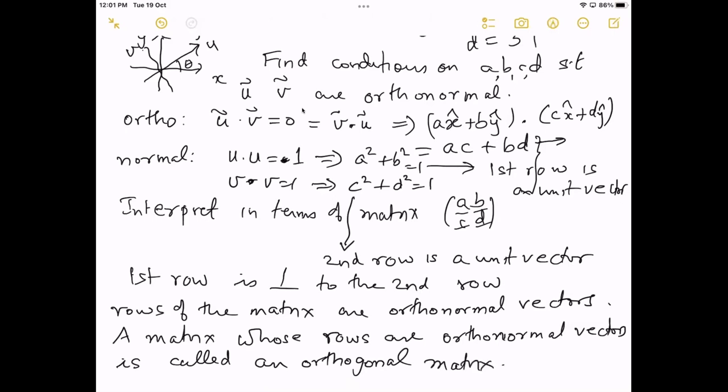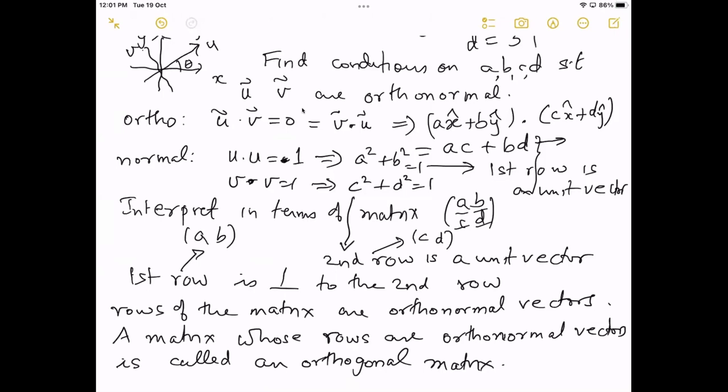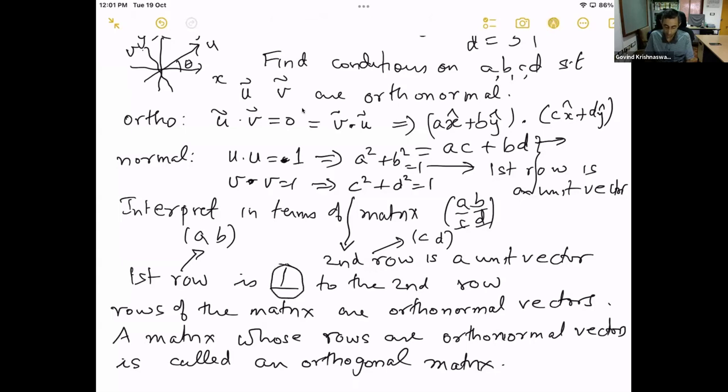Sir, what do we mean by first row is perpendicular to second row of the matrix? So the first row of the matrix is the row vector AB. I mean, it's the vector whose components are A and B. Second row is the vector CD. So just think of them as a pair of vectors with these components. So their dot product, exactly. When I say orthogonal, I mean dot product 0. Any other question about this terminology?